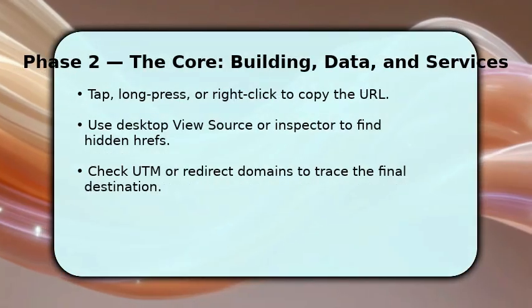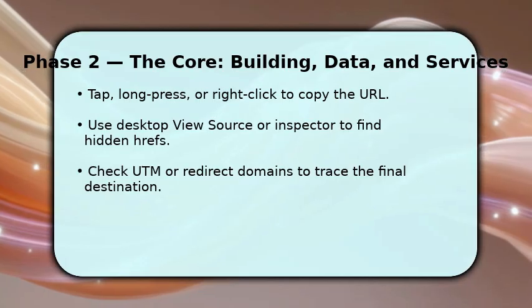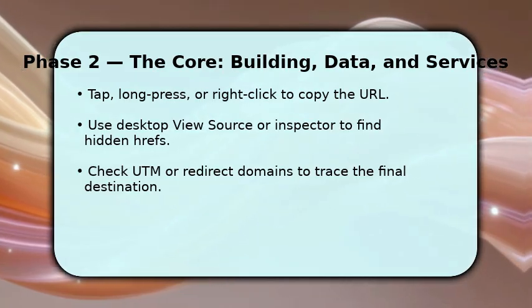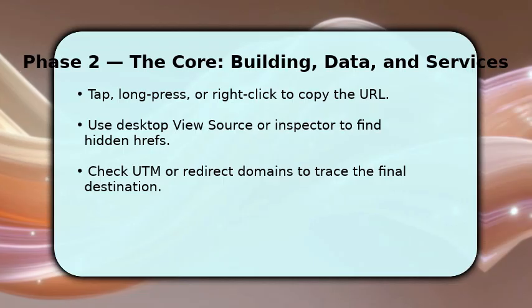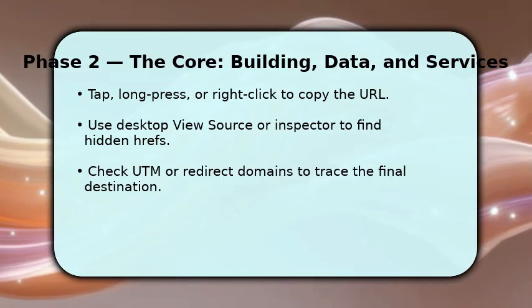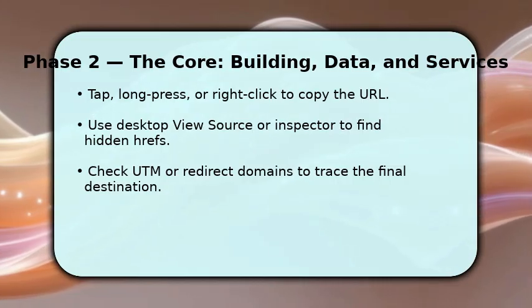Next, inspect and extract the link. Tap or long press the visible link to copy it, or right-click on desktop and choose Copy Link Address. If nothing obvious appears, open the browser's inspector or view source to search for href attributes. This reveals hidden or JS-injected URLs.